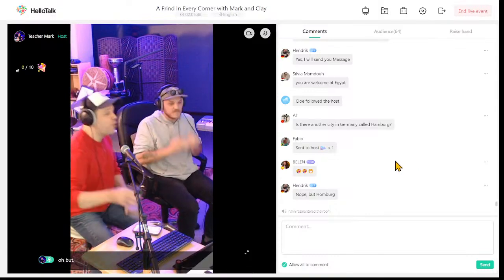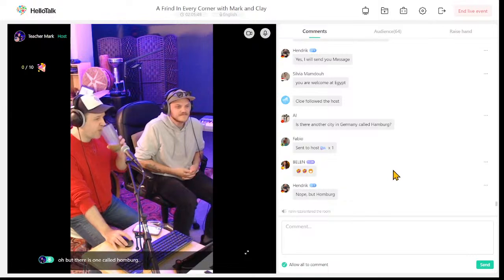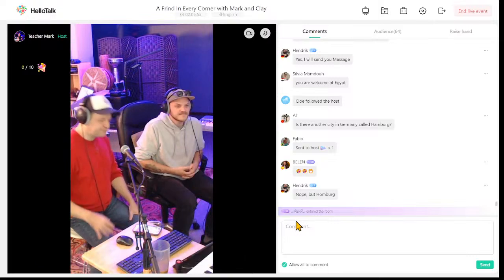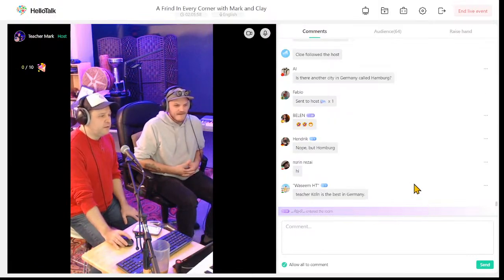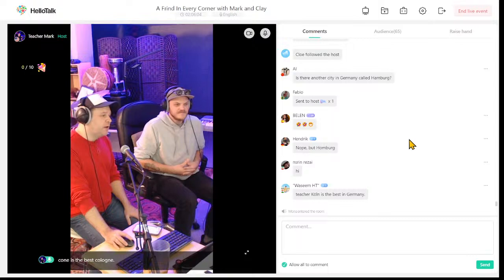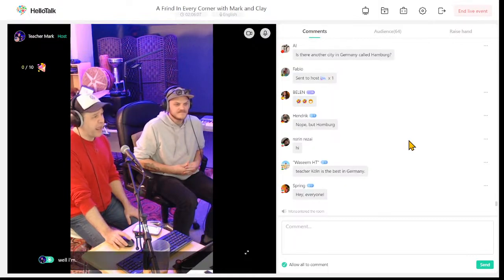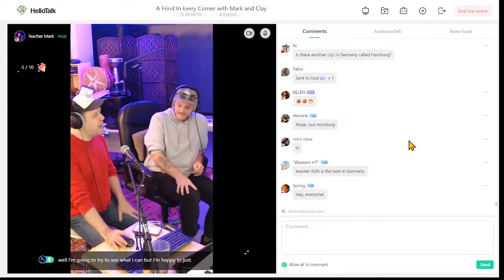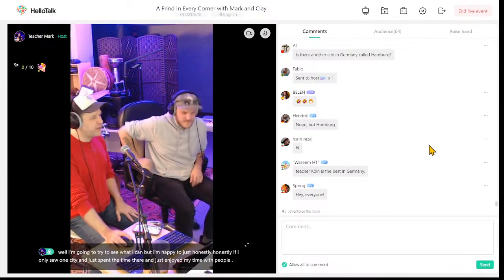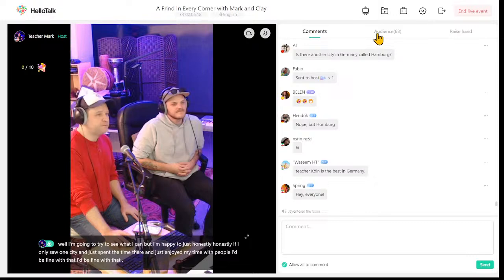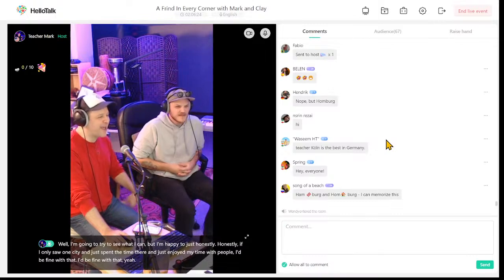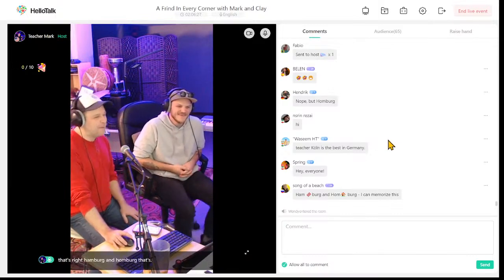Oh, but there is one called Homburg. Cologne is the best. I'm going to try to see what I can, but honestly, if I only saw one city and just spent the time there and enjoyed my time with people, I'd be fine with that. That's right. Hamburg and Homburg.